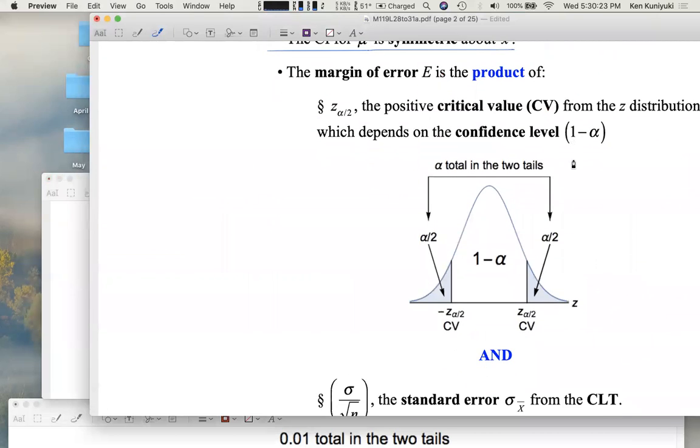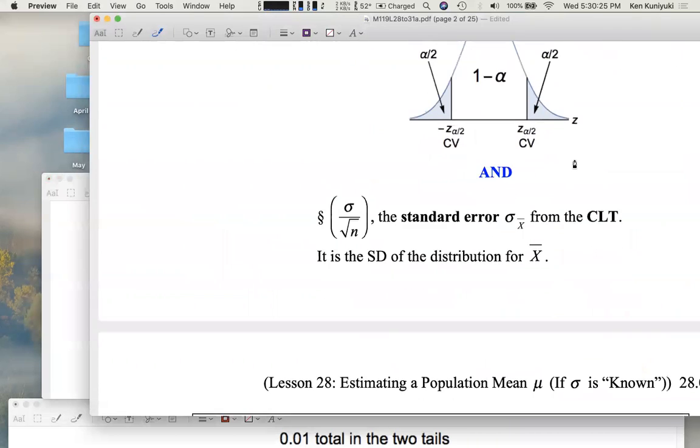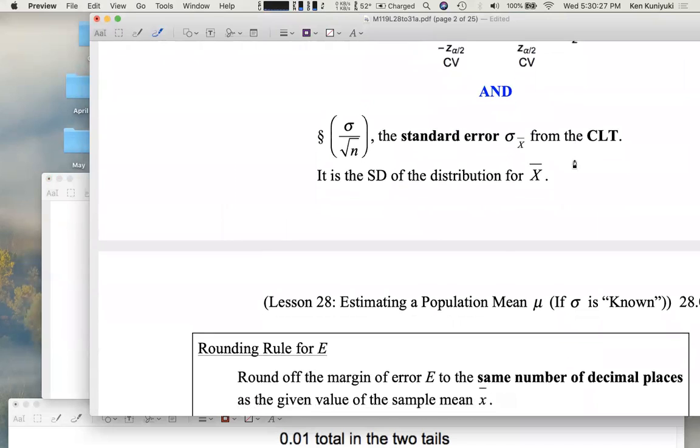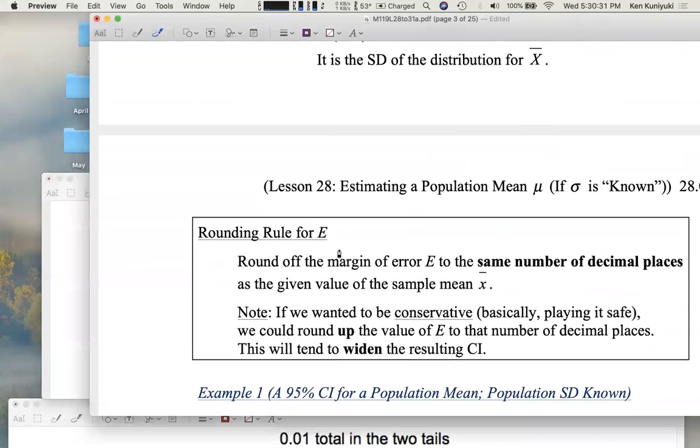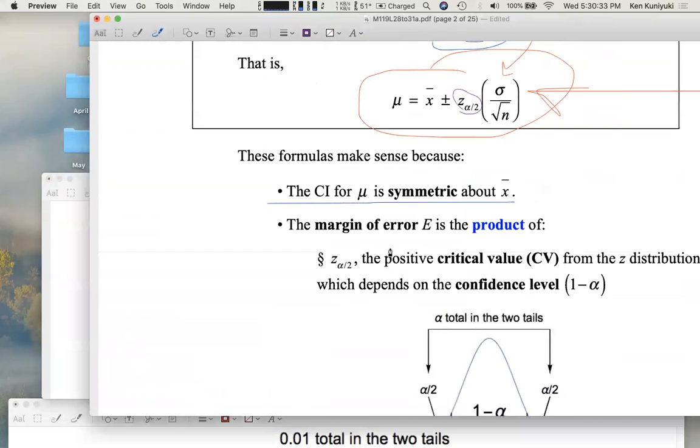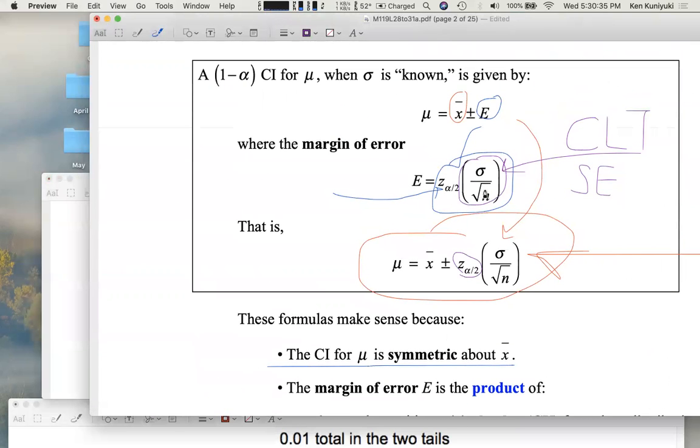If you didn't quite get that, we'll do a particular example in just a moment. By the way, before we do our example, a rounding rule. Because when you work out the margin of error, you're probably going to get a long messy decimal.